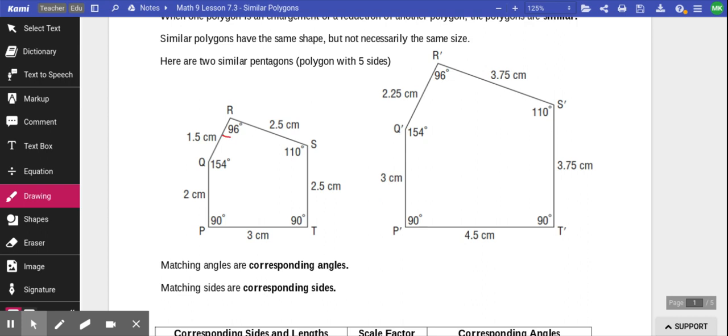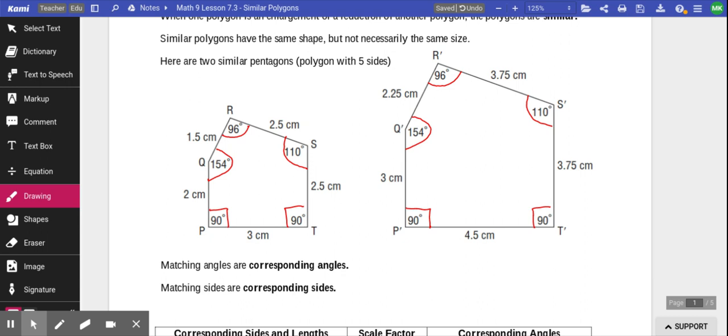So you'll notice here, like at R, I have an angle of 96. I still have an angle of 96. At Q, I have an angle of 104. I still have an angle of 104. I still have my 90 degrees in the corners, just like in both shapes. And then I still have an angle of 110 degrees coming out of S. So when the angles don't change, you have similar polygons.